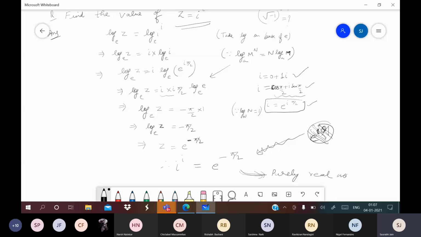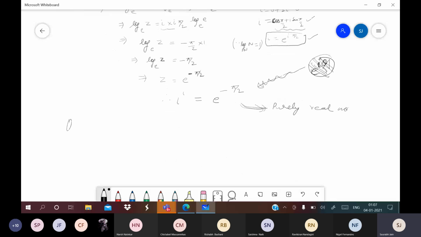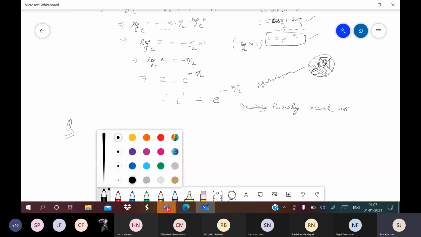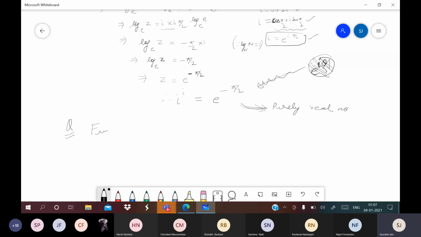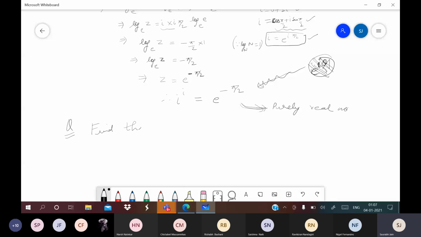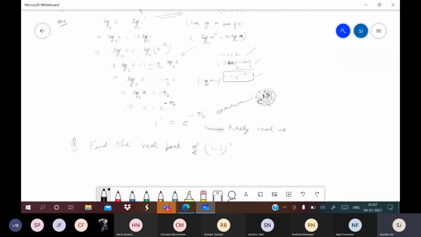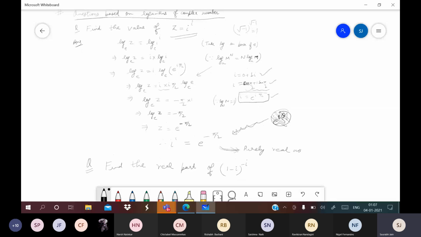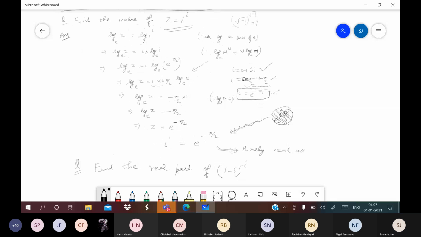Let us solve one more question on this. Find the real part of 1 minus iota to the power minus iota. Okay, this is the question. You can just try it. See, this is the solution of the previous question, and the question is written just below it. You can see these steps and try to get the answer of this part: 1 minus iota to the power minus iota.